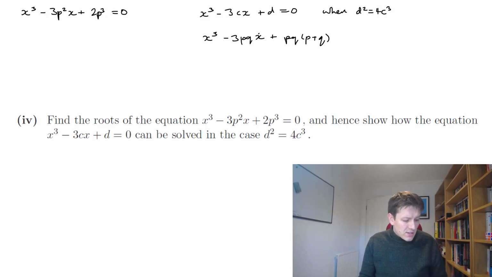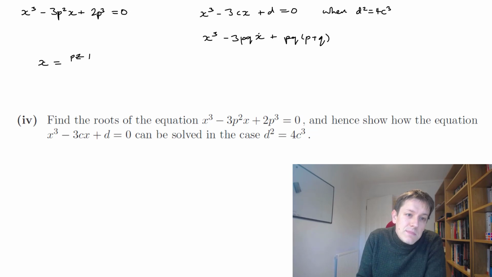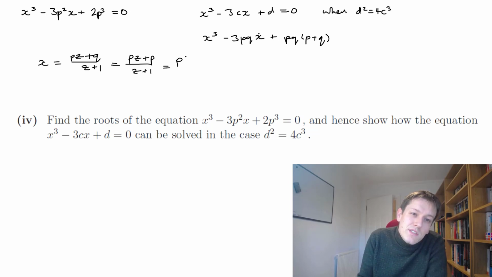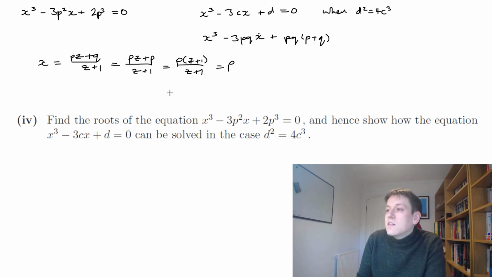If you think about the transformation in part 1, you just get x equals pz plus 1 over z plus 1. Well, I suppose it's not totally useless, actually. What I'm saying is this pz plus q over z plus 1 would just become pz plus p over z plus 1, so that's p times z plus 1 over z plus 1, which is just p, right?